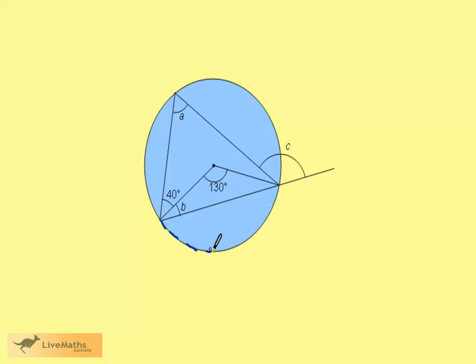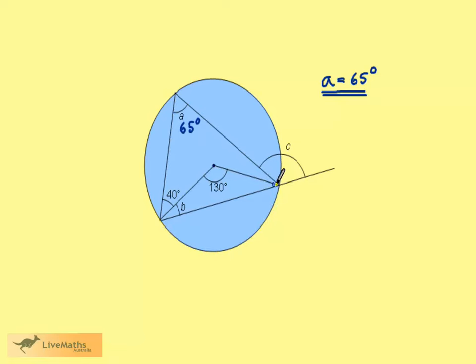We can see this arc here. The angle 130 stands on the arc at the center, and A stands on the same arc at the circumference. We know that means that A is half of 130 degrees. So A is 65 degrees. Remember, the reason here is the angle subtended at the center.